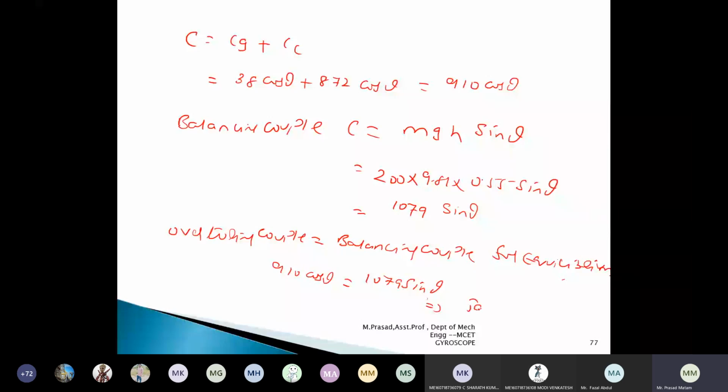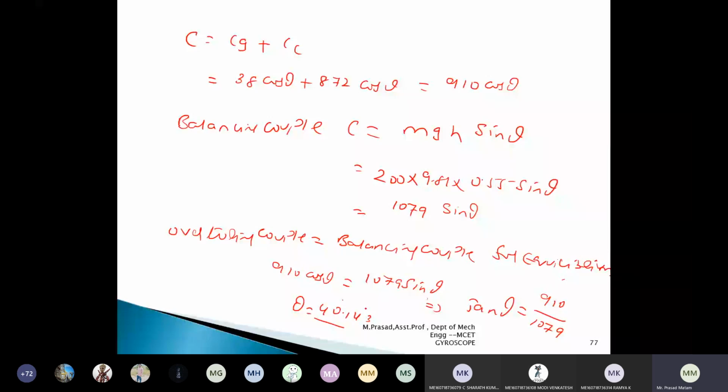So from this I can write tan theta equals 910 by 1079. Now from this get the theta value. Answer this and give me the theta, fast. 40.143. So the angle I am getting is 40 degrees, 40.143 degrees.